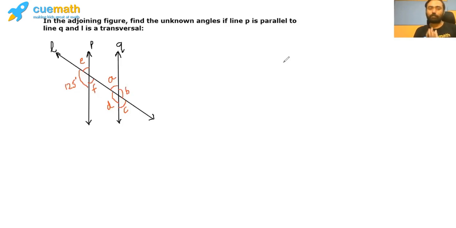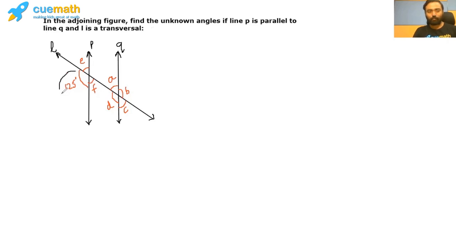In this first question, we have been given an adjoining figure and we have to find the unknown angles if line P is parallel to line Q and L is a transversal. So this is the figure. We have to find the value of all the variables, the unknown angles.